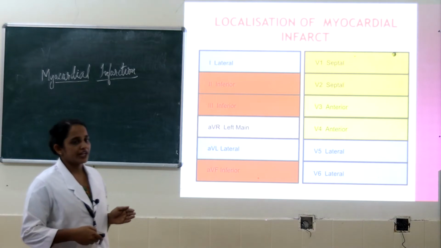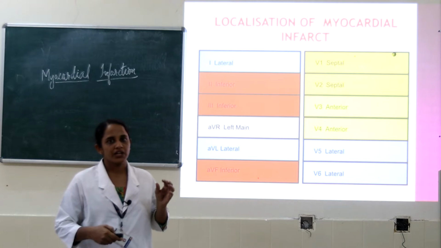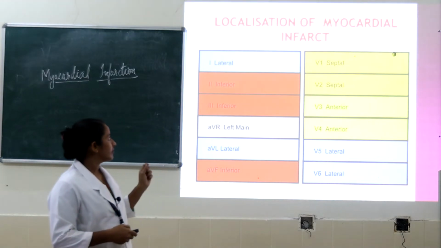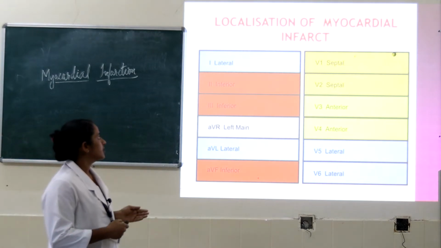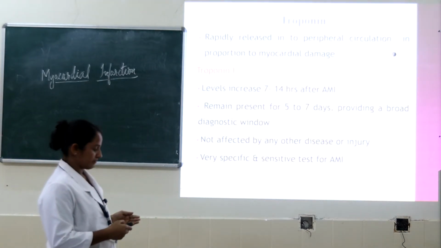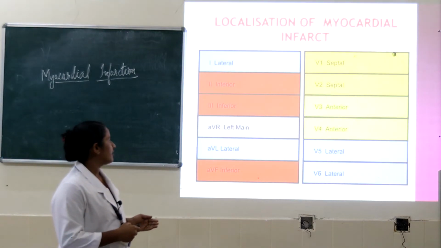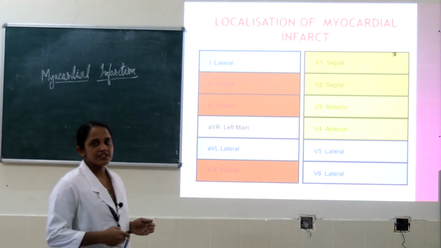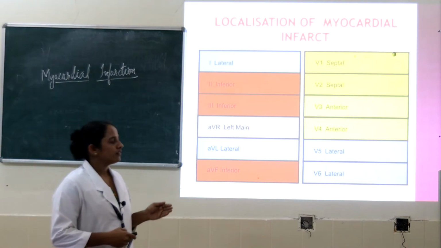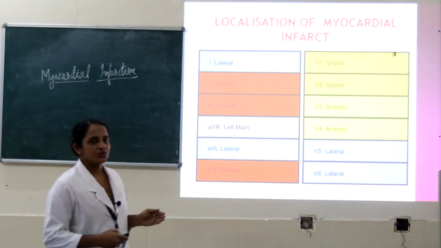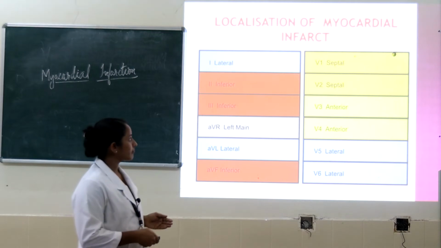Then location of myocardial infarction. From ECG we can identify which location of the heart has had the MI. From the 12 lead ECG we can identify this location. So, lead 1, AVL, V5 and V6 indicate lateral infarction. Then 2, 3, AVF indicate inferior wall MI. Then V1, V2 indicate septal MI and V3, V4 indicate anterior wall MI.